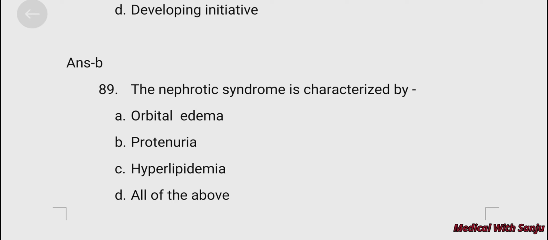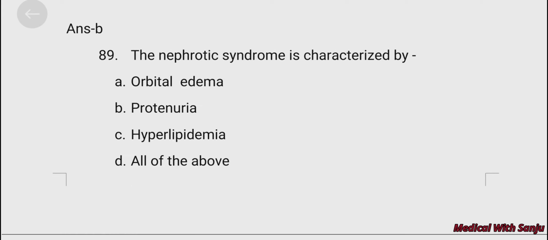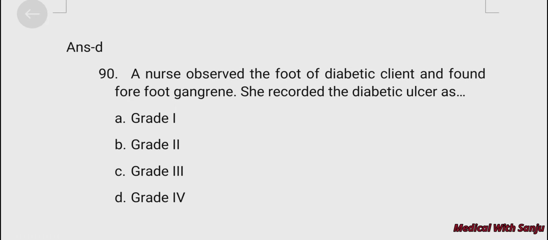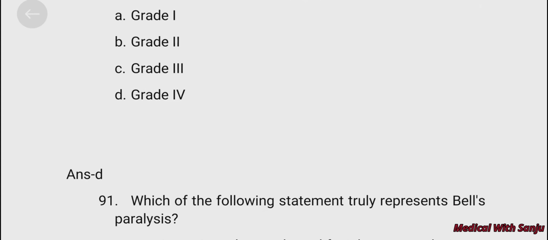The right answer is all of the above, but the main characteristic of the nephrotic syndrome is proteinuria. Question number 90. A nurse observed the foot of a diabetic client and found forefoot gangrene. She recorded the diabetic ulcer as option A grade 1, option B grade 2, option C grade 3 and option D grade 4. The right answer is option D grade 4.